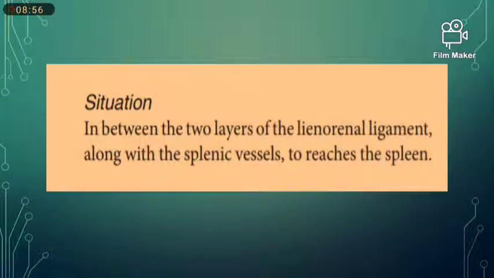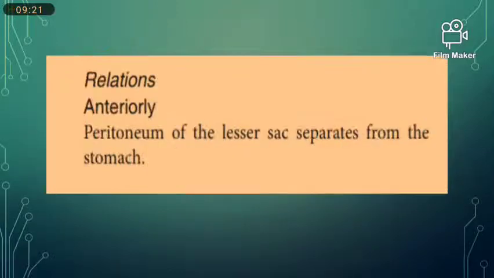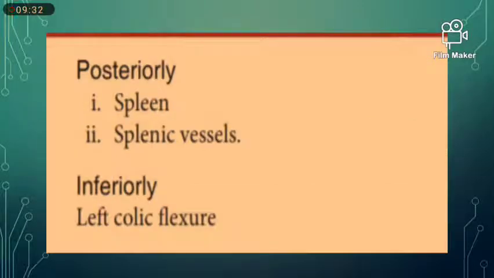So situation of the tail: it is situated between the two layers of lienorenal ligament. Lienorenal ligament is a peritoneal fold from spleen to kidney. So within those two folds it is situated, along with the splenic vessels, to reach the spleen. Relation: anteriorly, the tail is related to peritoneum of the lesser sac, separated from the stomach, and posteriorly it is related to spleen, splenic vessels, and inferiorly left colic flexure.